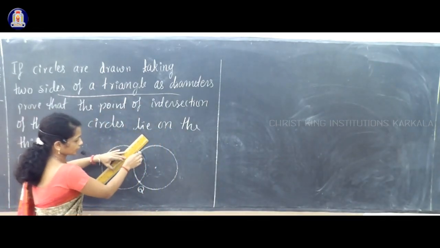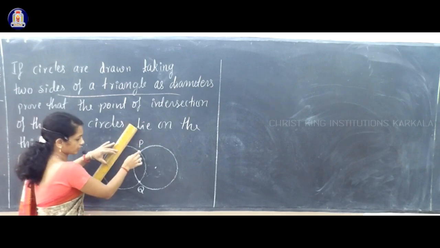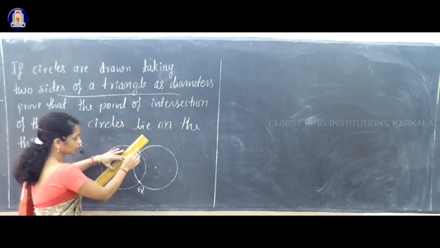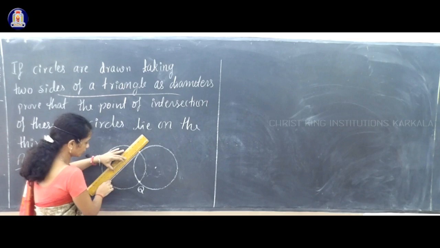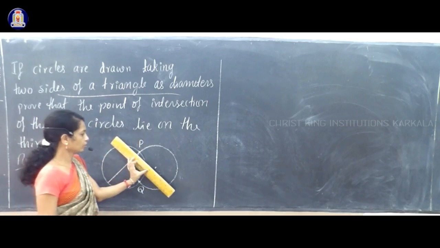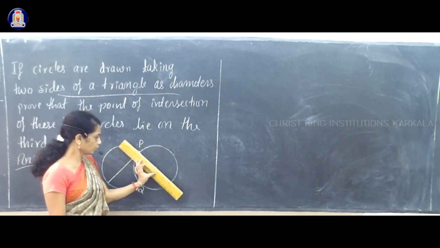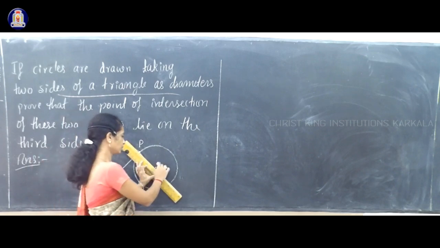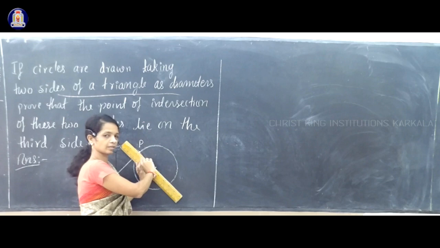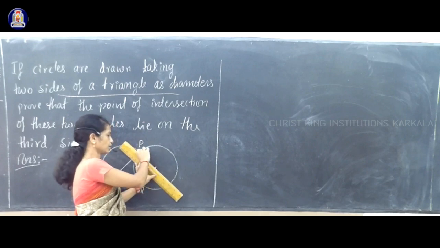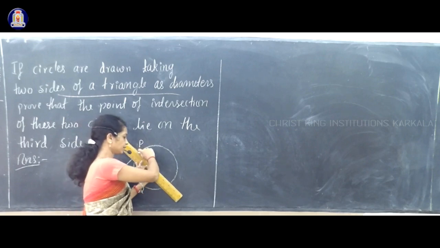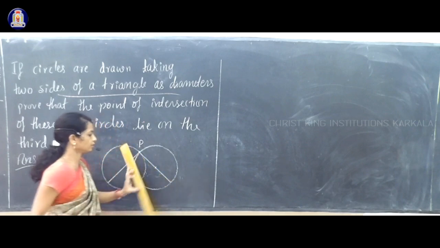One diameter you draw like this, starting from P and going through the center of the first circle. Okay, like this, and one more diameter of the other circle you have to draw. That is also through the point P and through the center. Diameter means it should pass through the center of the circle, starting from P and going through the center of the other circle.